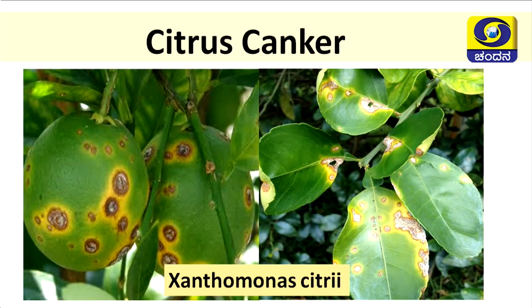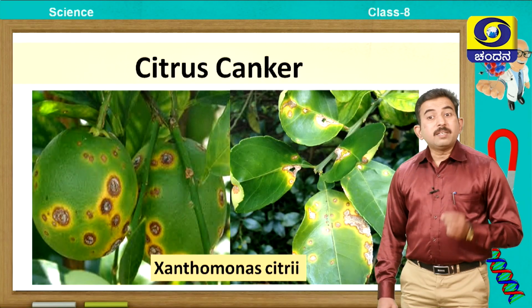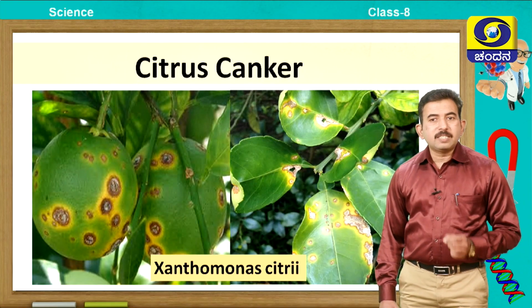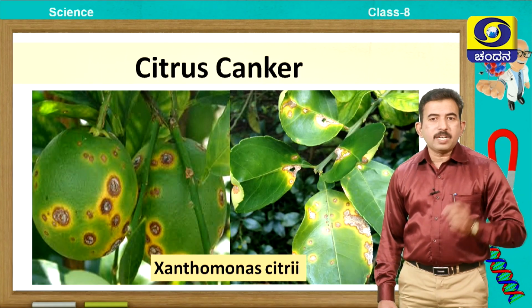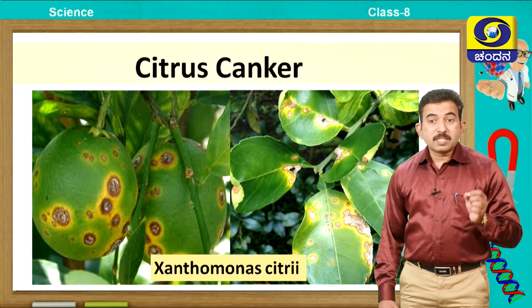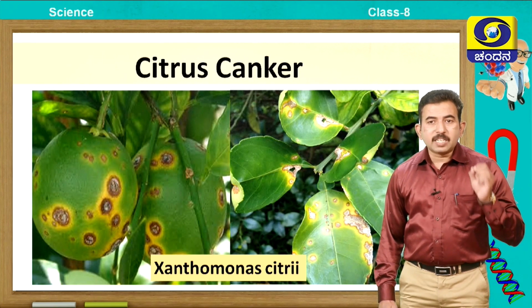First one, citrus canker. This disease is caused by the bacterium Xanthomonas citri. The mode of transmission of this disease is through air. It is an airborne disease which affects the crop yield in citrus plants.